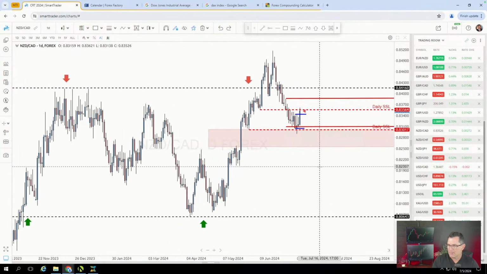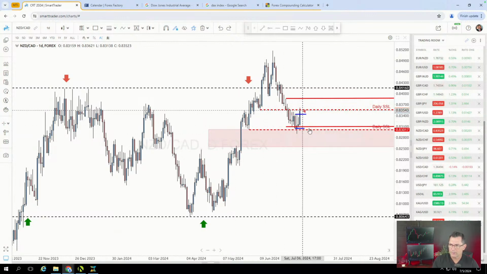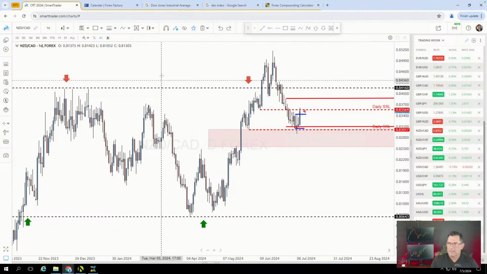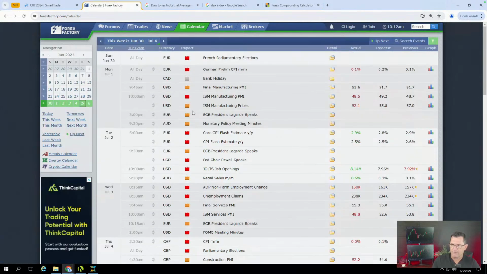So all right, let's see how that plays out, traders. 83.52 is the entry point. And let's see how this all plays out, not the rest of the week, but for next week. Let's just take a look at next week's calendar quickly as we close off.